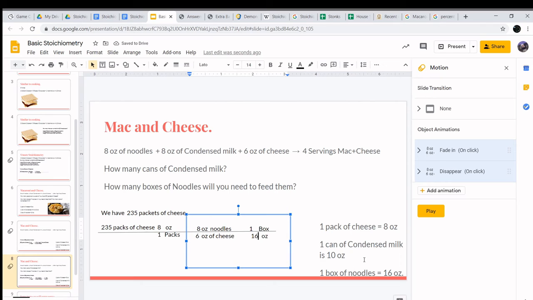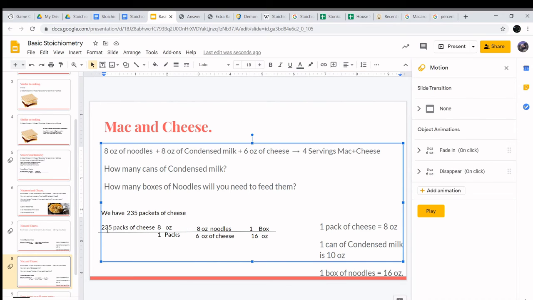So now we have our complete stoichiometric process. We now know how many boxes of noodles we need to feed 1,253 people. Okay. So we'll take 235 times 8 times 8 times 1 divided by 1 divided by 6 divided by 16. Okay, and it looks like we're going to need 156 boxes.